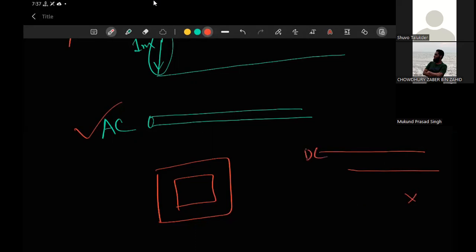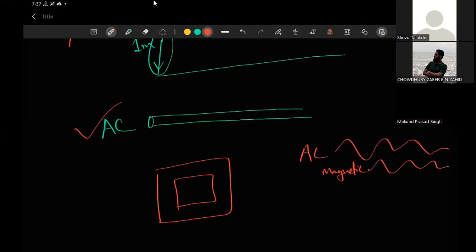So if you use DC electricity, you will see a magnetic phenomenon, but that will not give rise to another electric field. But if you use AC that is changing, it will create a changing magnetic field, and a changing magnetic field again creates a changing electric field. That means you get AC from AC, and that is what basically transformers do.